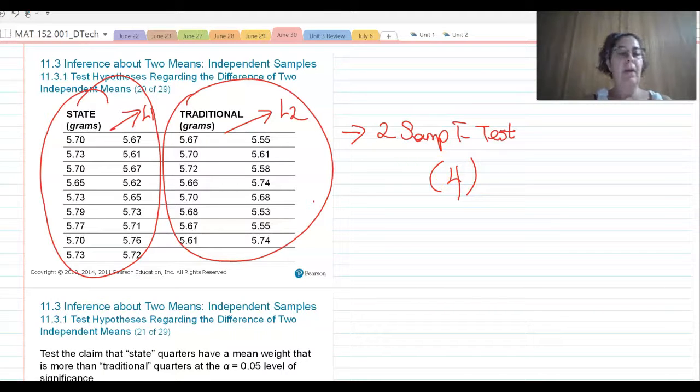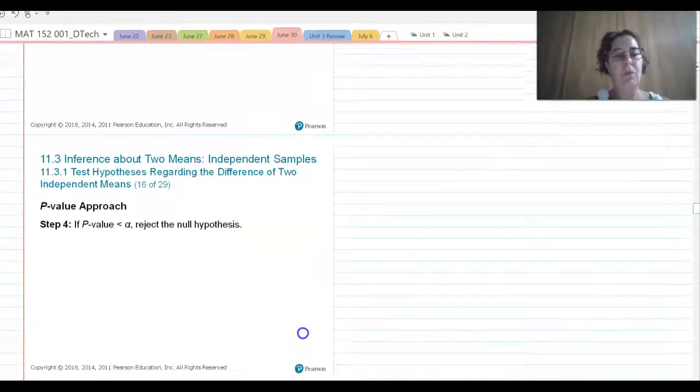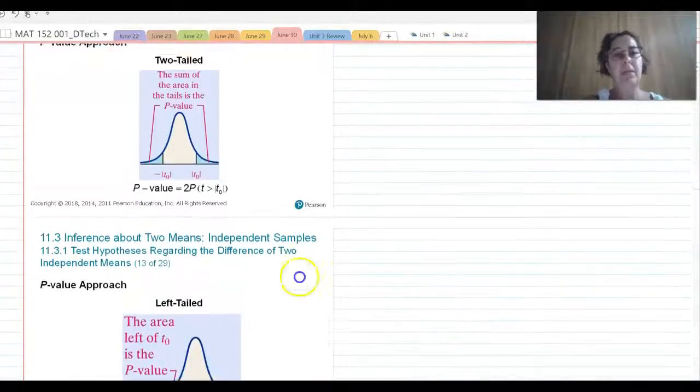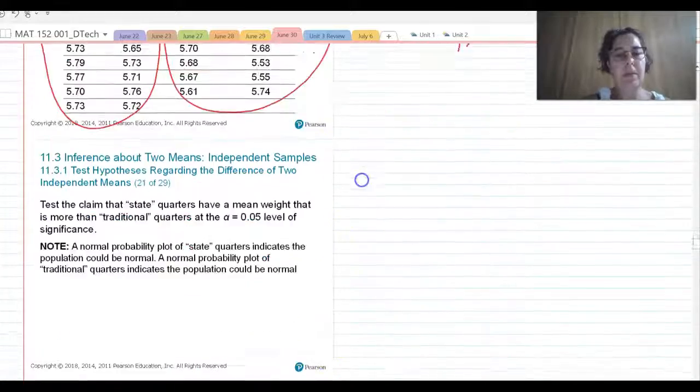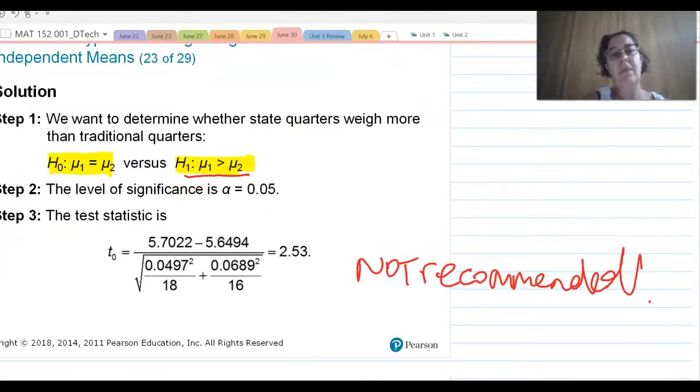When you choose that, you have to make sure that the state quarters are on list 1 and the traditional quarters on list 2. You also need to make sure what test we were running. We were running for mu1 greater than mu2, so state quarters greater than traditional quarters. Bring your cursor onto that. For pooled, we're always going to choose no. Hit that and then calculate.